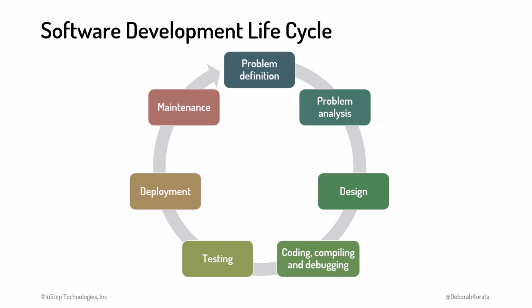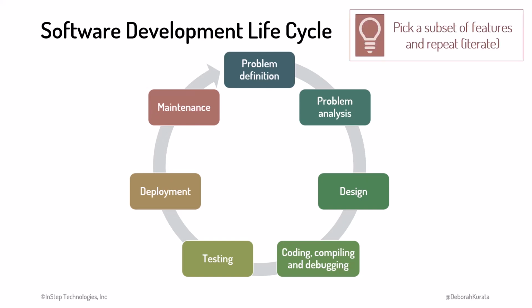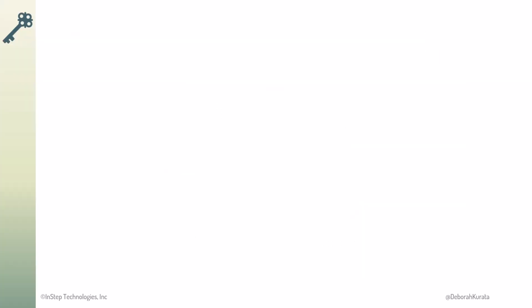Often our projects are too large to code all of the features at once, so we instead pick a subset of features to define, design, code, test, and so on. Then the process is repeated for the next set of features. This is called an iterative approach because we iterate or repeat the process for each set of features.